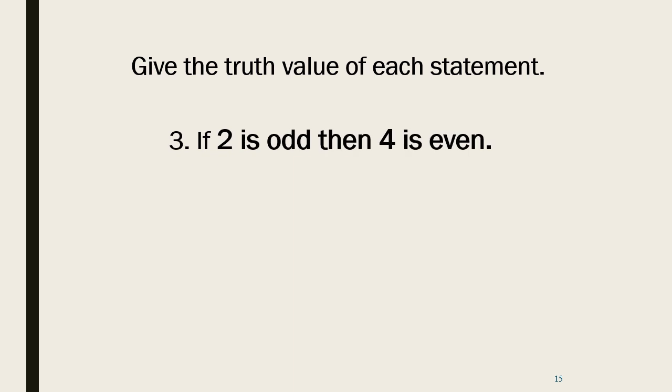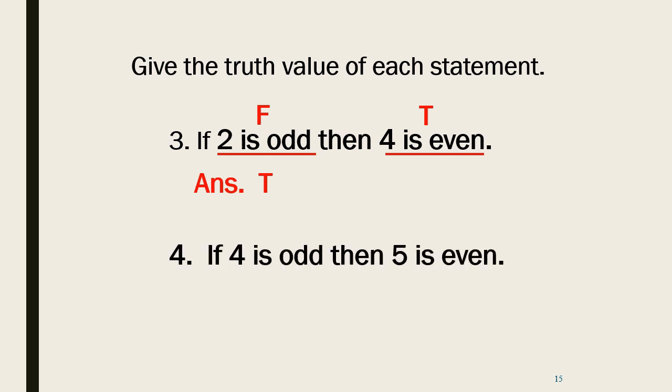If 2 is odd, then 4 is even. So 2 is odd, that's false. 4 is even, that's true. So the answer is true. If 4 is odd, then 5 is even. So 4 is odd, false. 5 is even, false. So the statement is true. So TF is the only thing that is false for conditional.